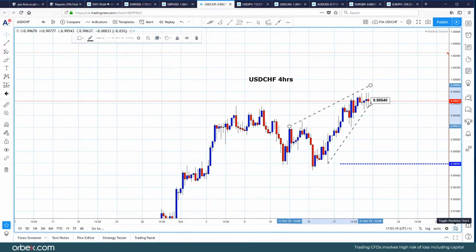No clear signals as yet. Again, is this an ending wedge pattern? We really need to see a solid break, and I think a solid break of this support, 99.50, at the beginning of the week, could then potentially take us down to 98.60, which is obviously an area that's been quite pivotal and is the wedge target for the breakout.